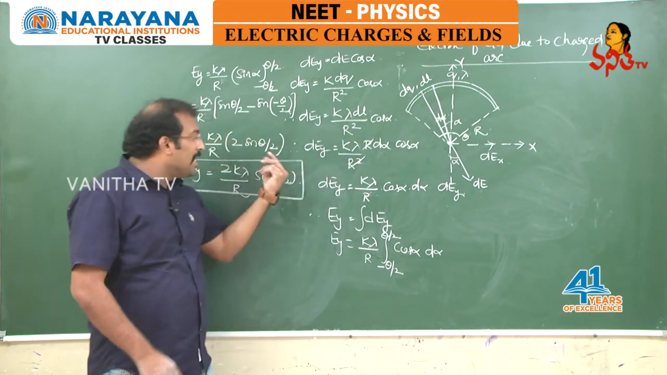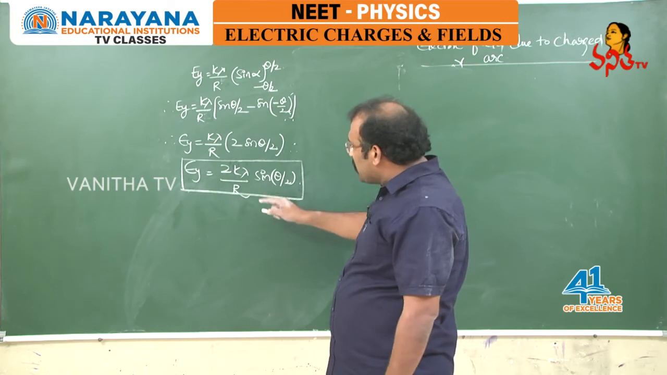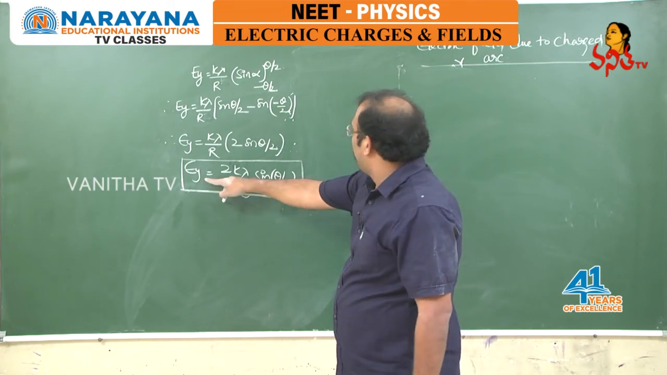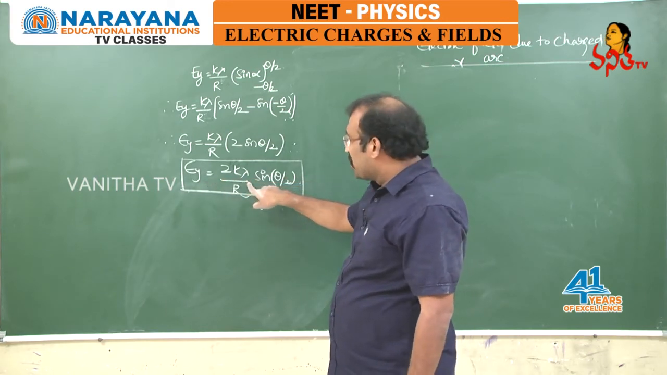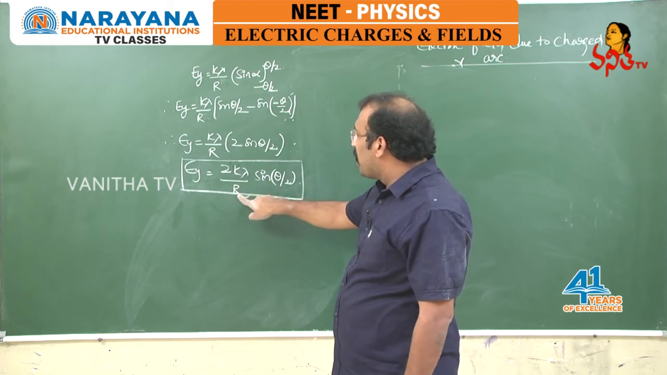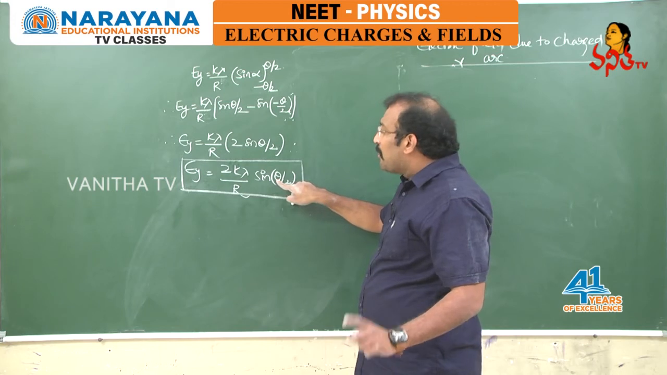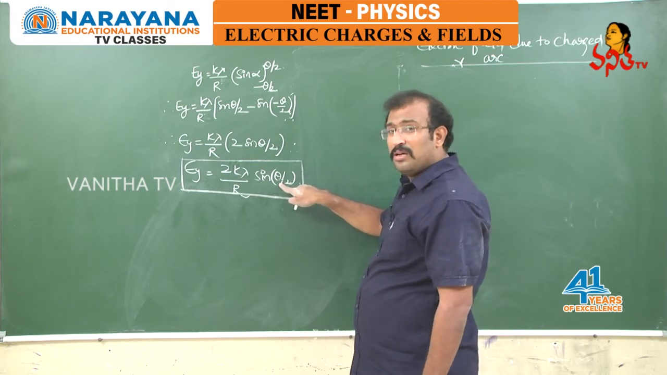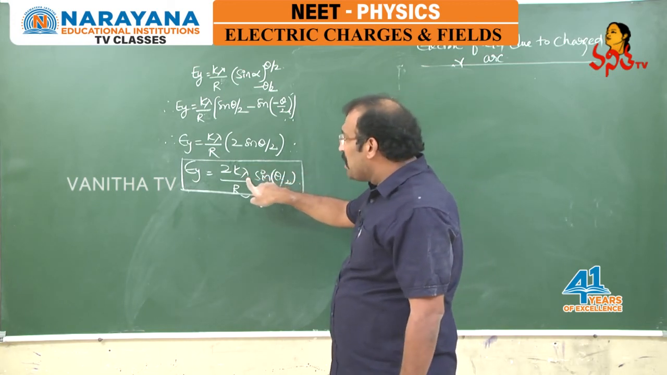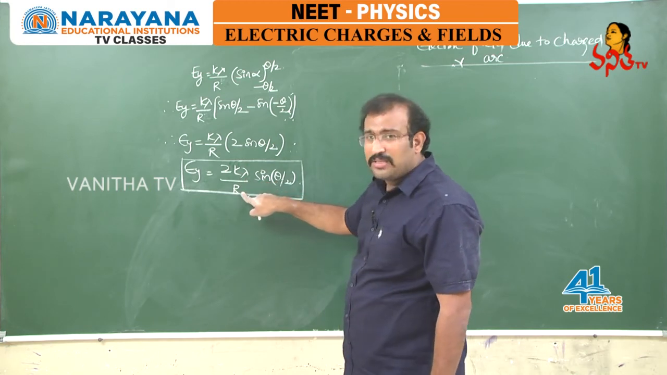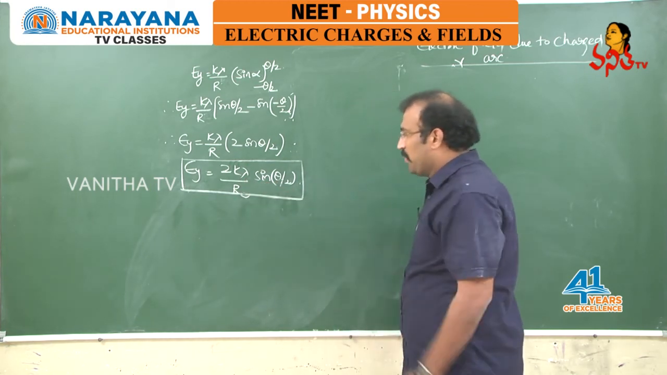Now let us see conditions for this one. We have found the electric field due to an arc as 2kλ by r into sin θ by 2, where θ is the angle subtended by the arc at the center of the arc, λ is its charge density and r is the radius of the arc. Let us see the conditions of this one.